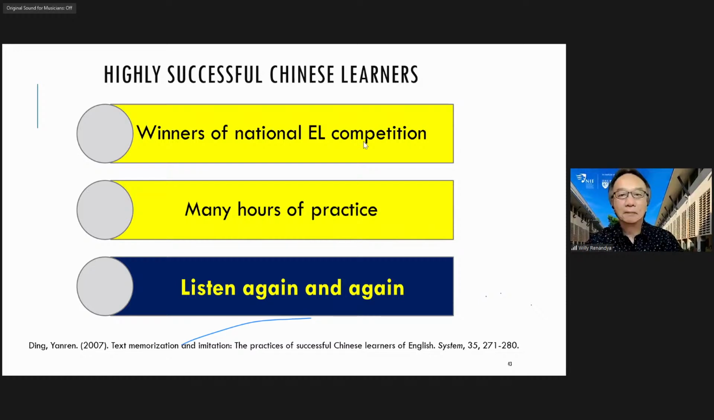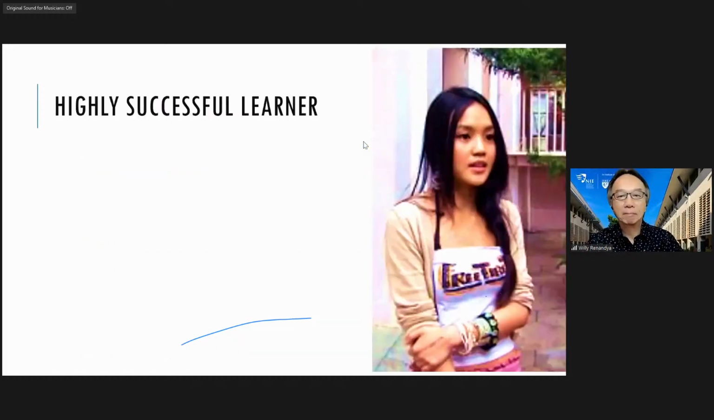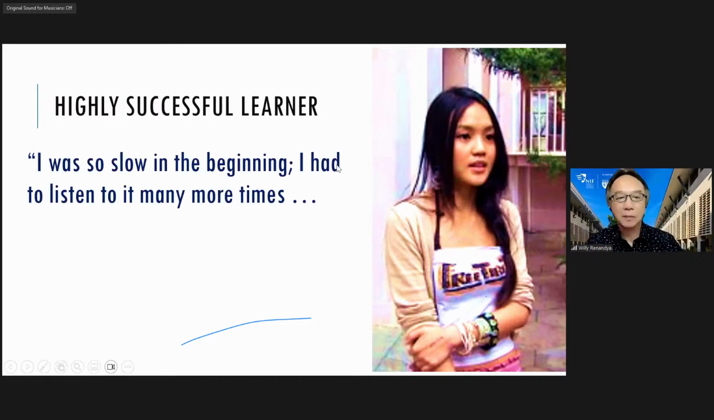This is what they say. Ibu Santi, can you please read this? This is based on a research article, and the researcher actually interviewed a number of very highly successful learners of English, all high school students. They're very, very good. Ibu Santi, please read this.